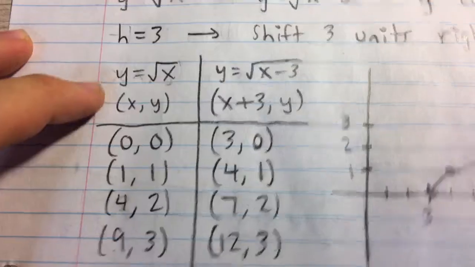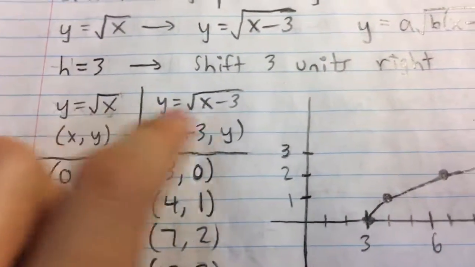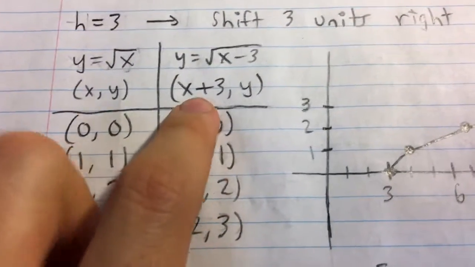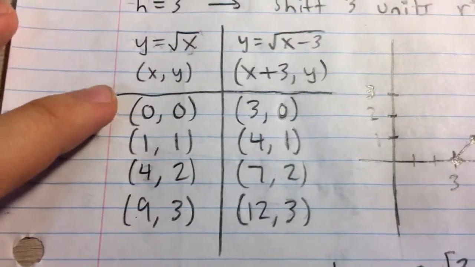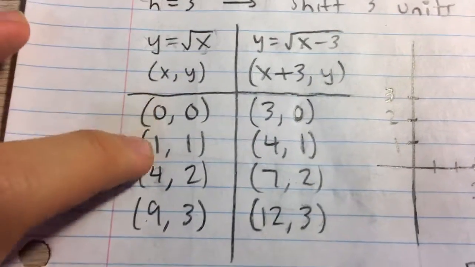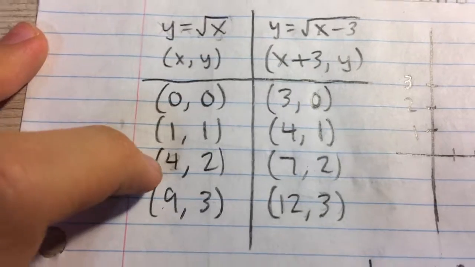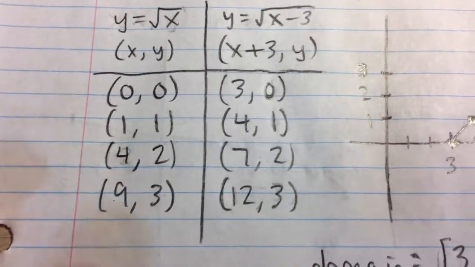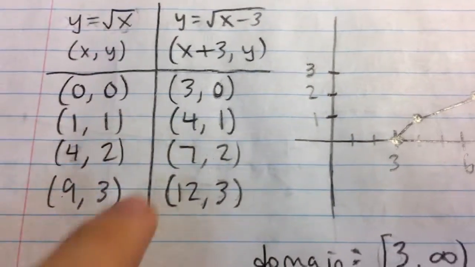So if we take points on the original y equals square root of x, and we transform them to our new function, all we have to do is add 3 to the x coordinates. So here are just some generic points on the original function. I chose x values that are all perfect squares because the square root of 0 is 0, square root of 1 is 1, square root of 4 is 2, and square root of 9 is 3. Again, all I did was add 3 to the x coordinate. I'm going to get these 4 coordinates, which are on our new graph.